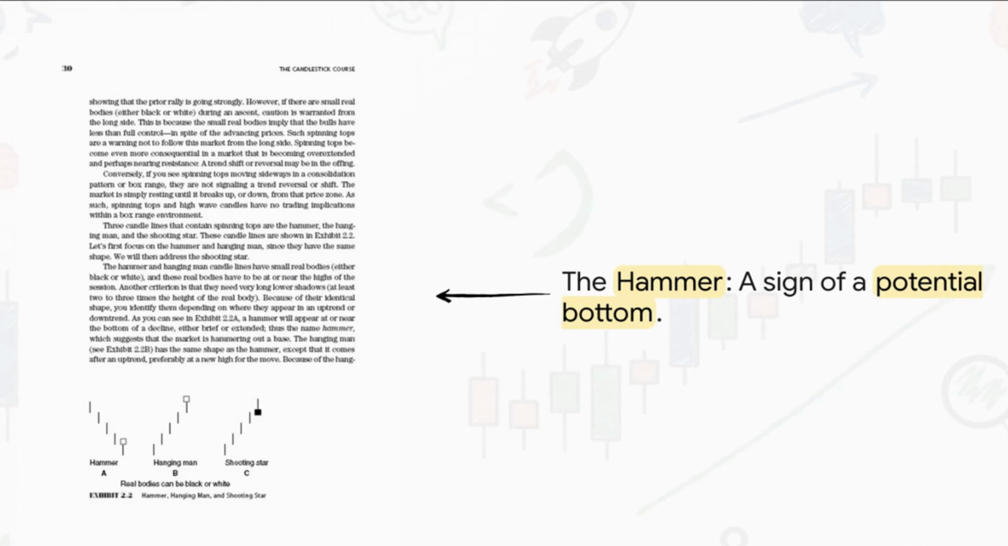First up is the hammer. It often appears after prices have been falling, and its shape looks exactly like what it sounds like: the market is trying to hammer out a solid base. It's a classic signal of a potential bullish reversal.